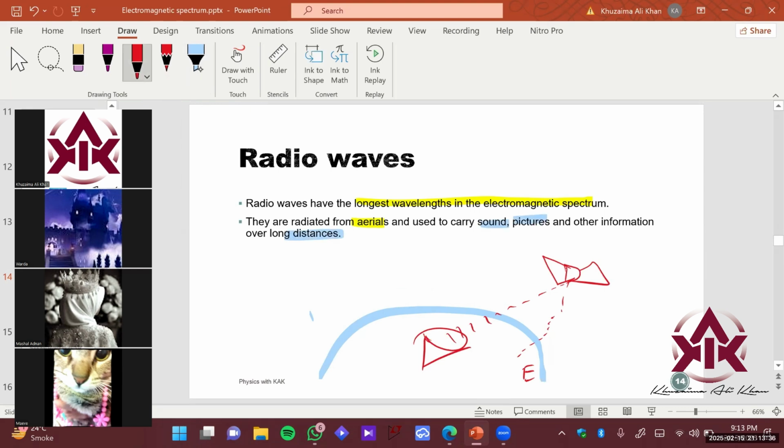Let's say Mashal and Hamza are talking over a call. Mashal is in Lahore and Hamza is in Karachi. What happens? This phone sends a signal using radio waves. This goes to a satellite, it is boosted, and it comes back to Hamza over here. So again, it has the longest wavelength, therefore it is used in communication.